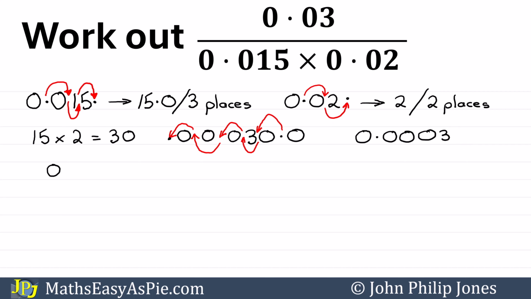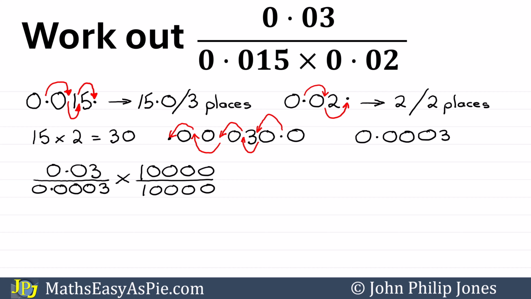We can rewrite the original problem as shown here, 0.03 divided by this number, which was taken from here. To make the division easier to perform, we multiply the top and bottom by 10,000, and this will mean we move the decimal point of the number on the top and the bottom by 4 places. This will give me whole numbers that are easier to deal with when we perform a division.